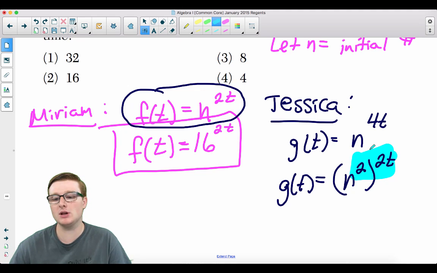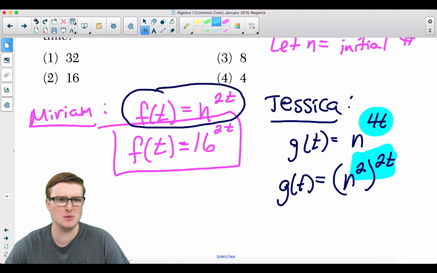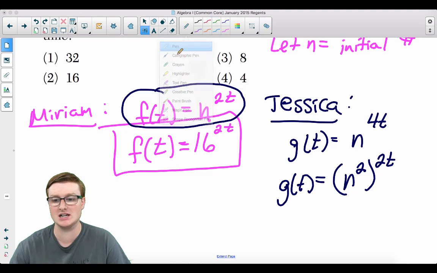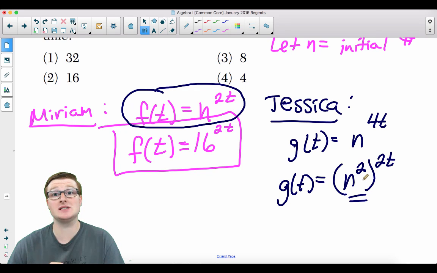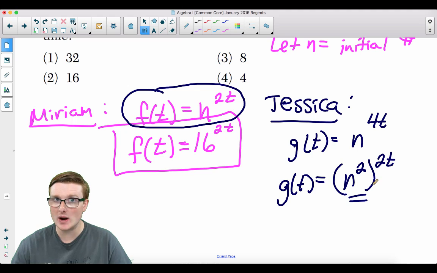Basically, you can multiply these two exponents. 2 times 2t gives you a result of 4t. It's just another way to express it. That's perfectly fine. We could do that in mathematics. We could rearrange things. Now look, n squared. Well, if we know that your n value is 16, what does the n squared value equal?